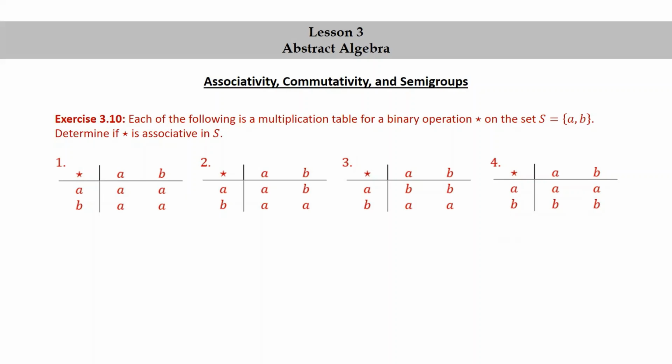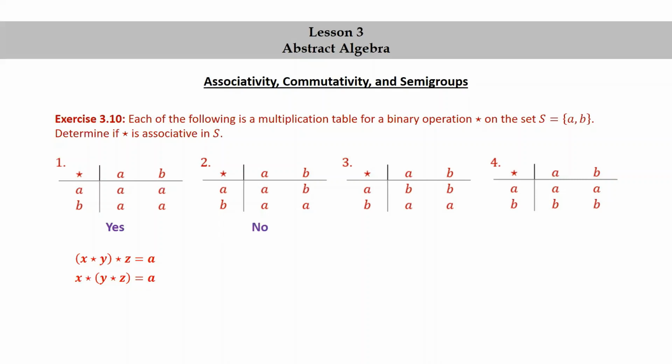For the first one, the answer is yes, because all of the outputs are A. It doesn't matter what inputs you choose, you will always get A. Specifically, (X star Y) star Z will always be A, and X star (Y star Z) will always be A. Here we're replacing X, Y, and Z by various combinations of A's and B's.